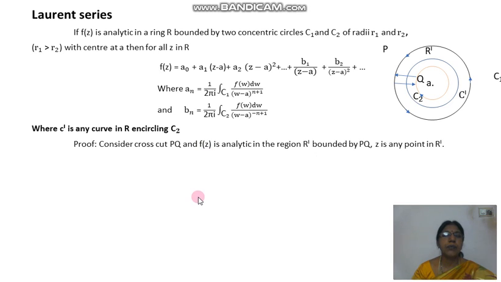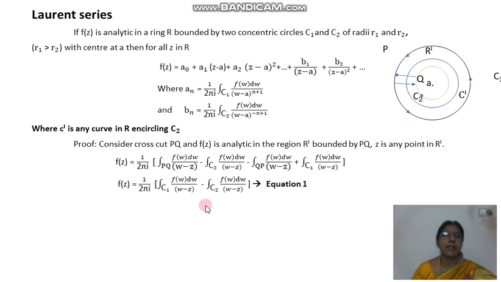Okay ma, let the proof begin. Consider a cross cut PQ, and f of z is analytic in the region R dash bounded by PQ. z is any point in R dash. Let the cross cut be PQ, then R dash is the region bounded by that PQ. Totally you have PQ, the C1 curve, the C2 curve and the C dash curve. Now f of z is equal to 1 by 2 pi i integral f of w dw by w minus z, using Cauchy's integral formula.